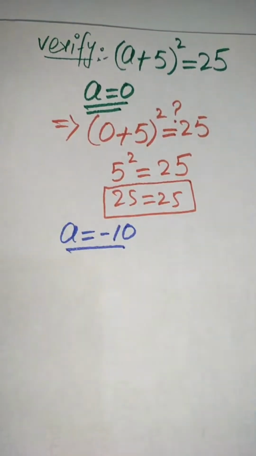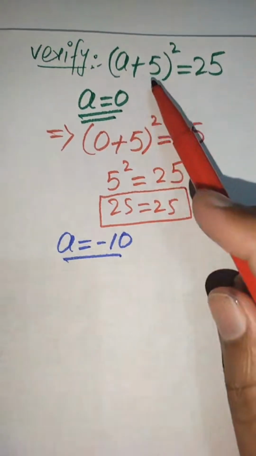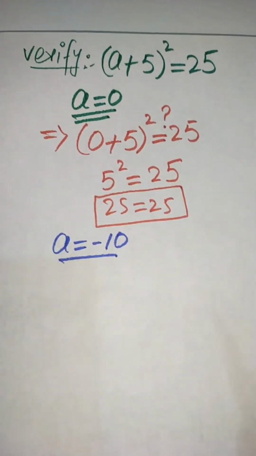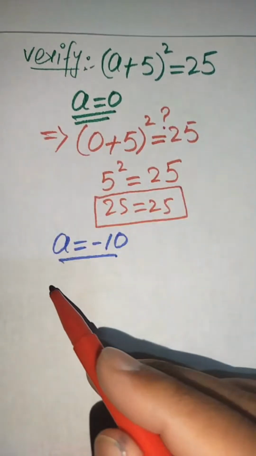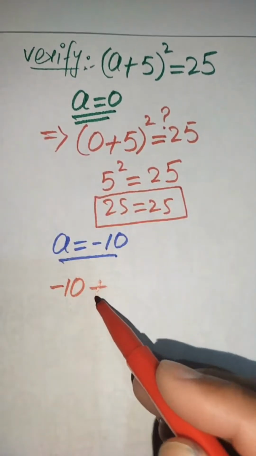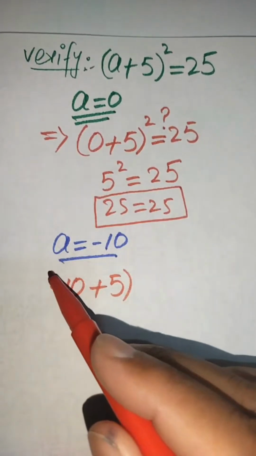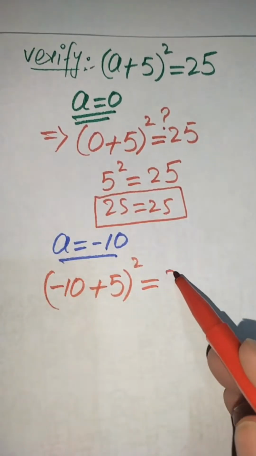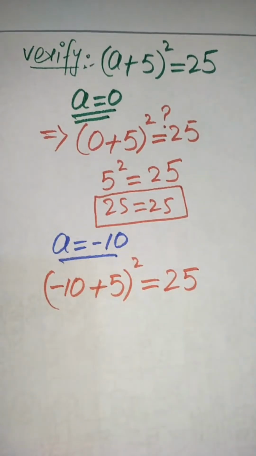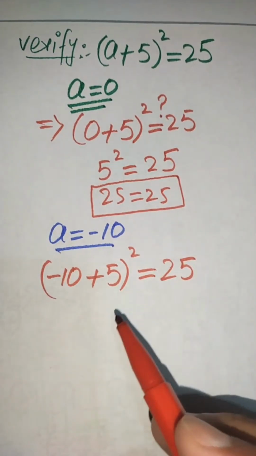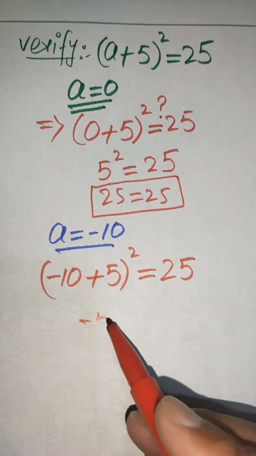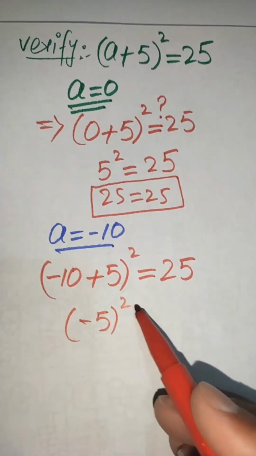So we need to put this value of a into the left hand side of this equation. When we put this value here, it becomes (a + 5) whole square, and when we put a = -10, (-10 + 5) whole square is equal to 25. In the next step, -10 + 5 is equal to (-5) whole square, which is equal to 25.